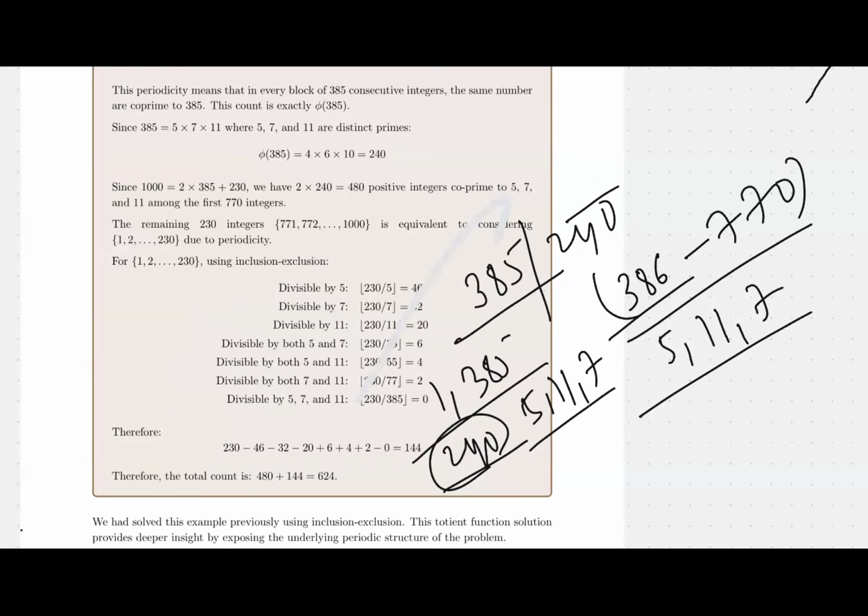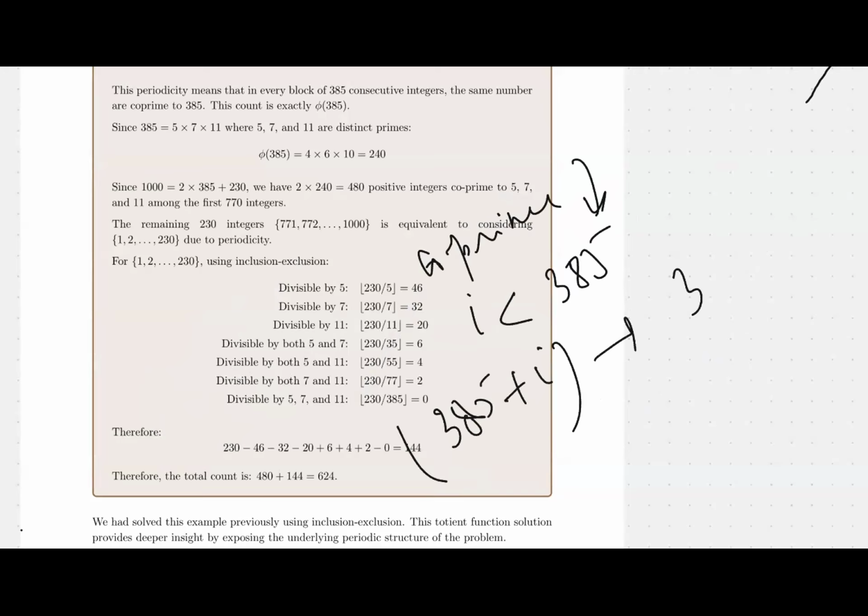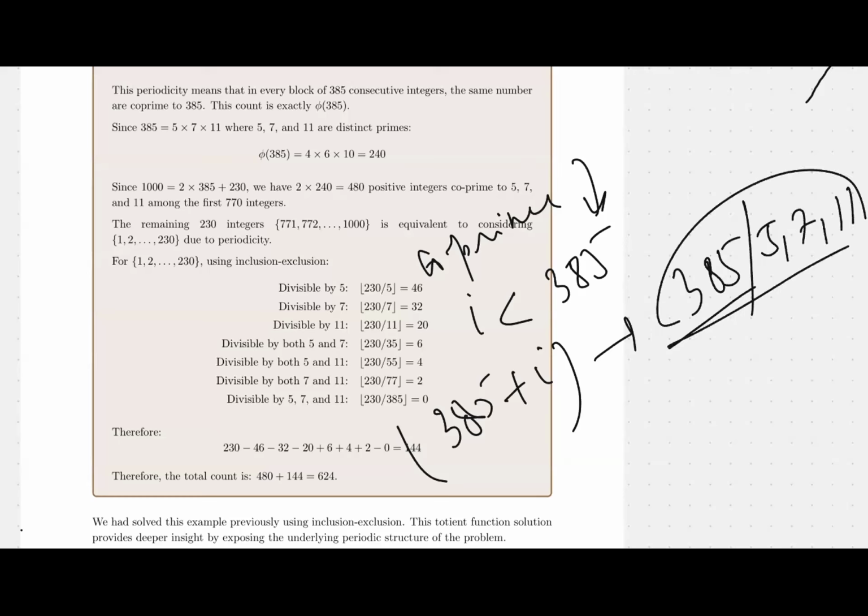cycle. Okay. So any number I, let's assume, less than 385, if it is co-prime to 385, then 385 plus I will also be co-prime to 385, which means it will be co-prime to 5, 7, 11. Okay. Why is that? Because it is co-prime to their products.